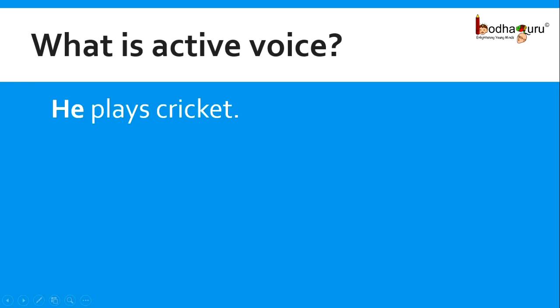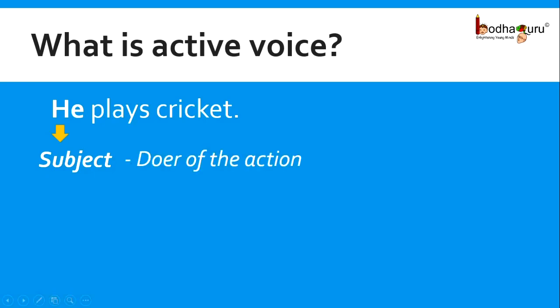He plays cricket. In this sentence, what is the subject? It is he. And what is the object? It is cricket. Now if you see, in this sentence, the subject, that is he, is doing the action of playing. So we say the subject is the doer of the action, or it acts upon its verb.